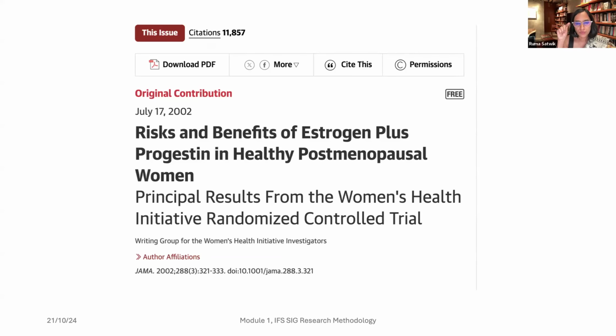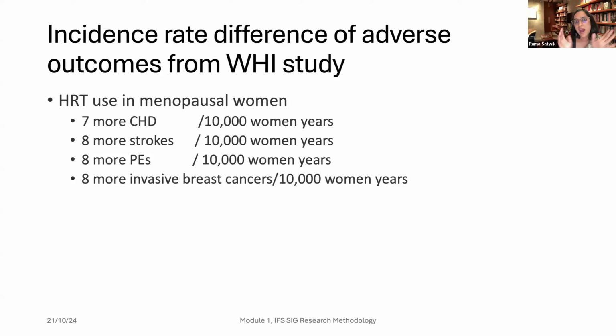So I'm just going to take a detour to this WHI study, the Women's Health Initiative study that you and I are very well versed with, right? A study undertaken in 2002 had dramatic results with respect to the outcomes that it was showing, but the outcome that it uses is incidence rate difference. And so that's just an example of what we've just been talking about.